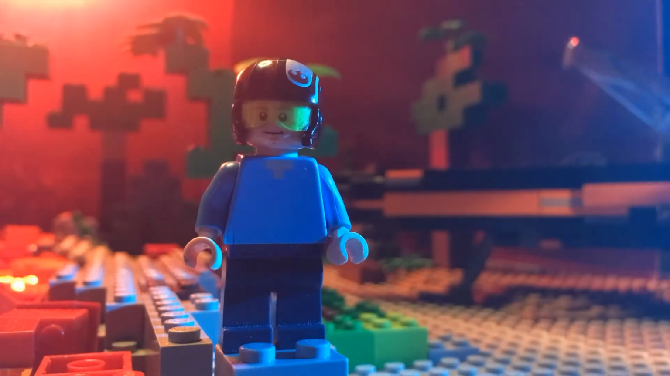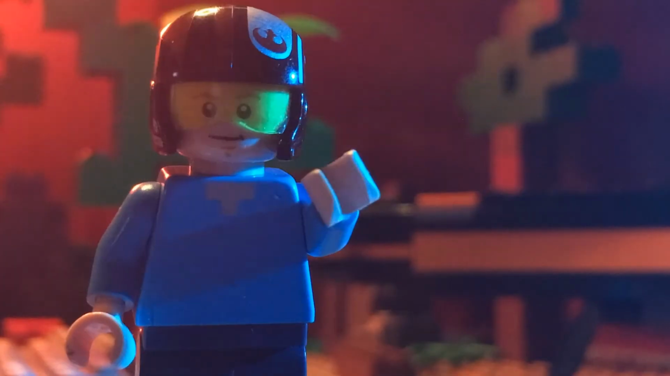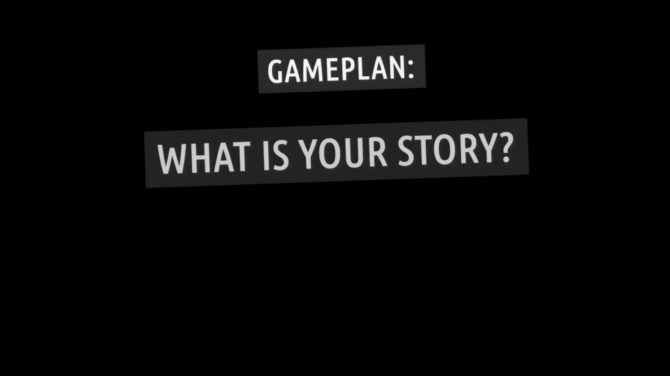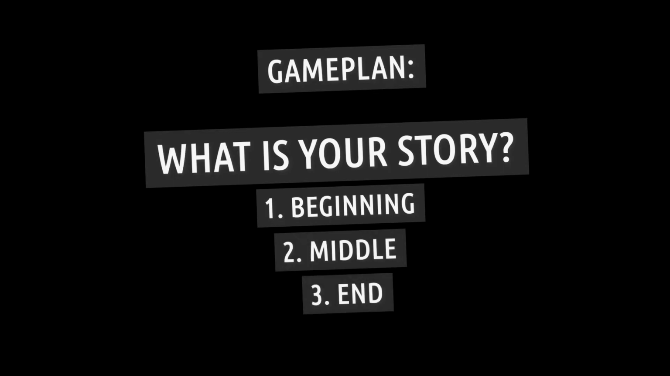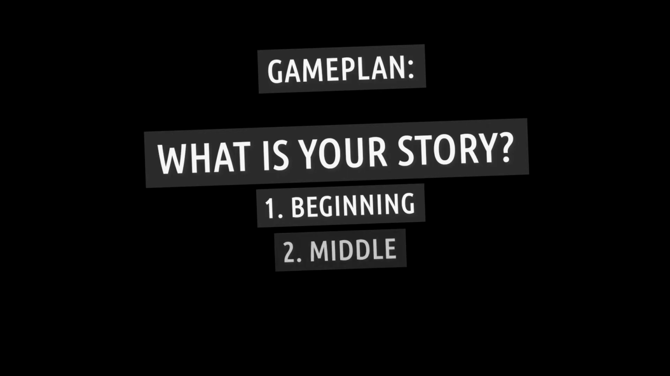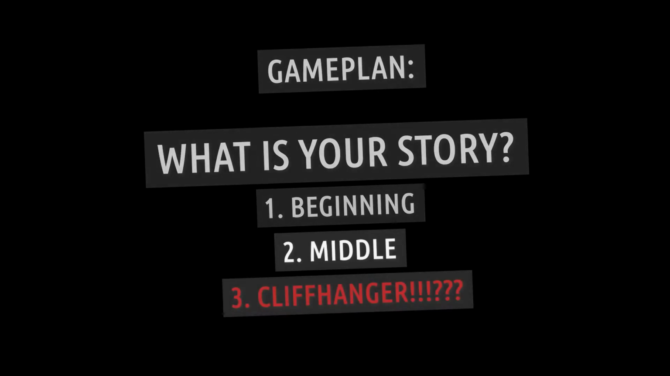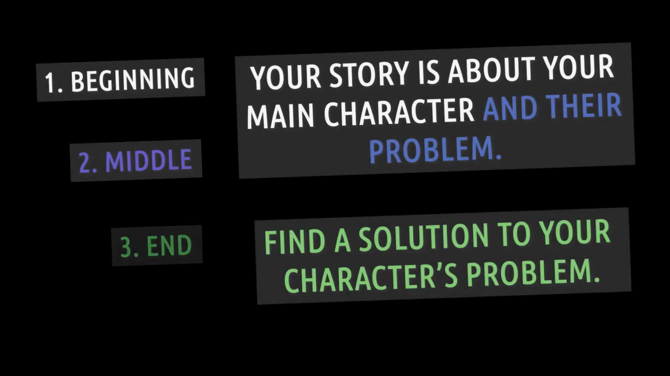Today, we will be exploring the Stop Motion Studio app in more detail. So, let's get started. But first, let's come up with a game plan. What is your story? There's 3 parts to a story: beginning, middle, and end. If you wanted to make a trailer, you would just have a beginning, middle, and leave it with a cliffhanger. In the simplest terms, a story is about your main character and their problem. The way to end the story is by finding a solution to your character's problem.